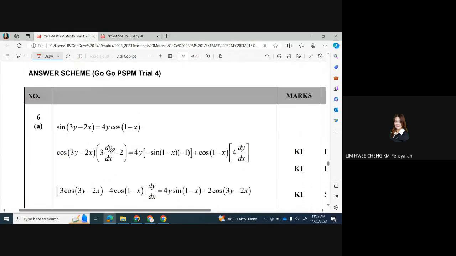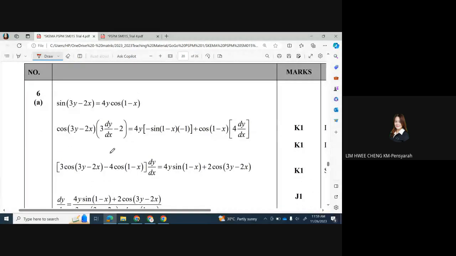Okay, so we look at the first question here. So, beza sign. Lepas tu beza ni. Kita akan dapat cos 2y minus 2x. Beza angle 3 dy dx minus 2. Okay, ini adalah 4u.